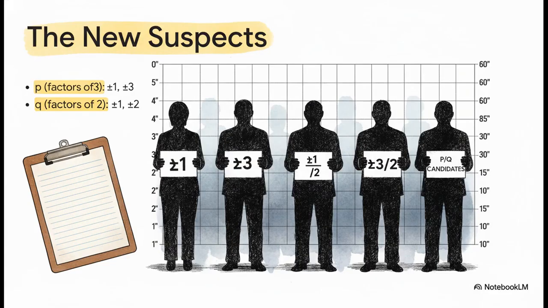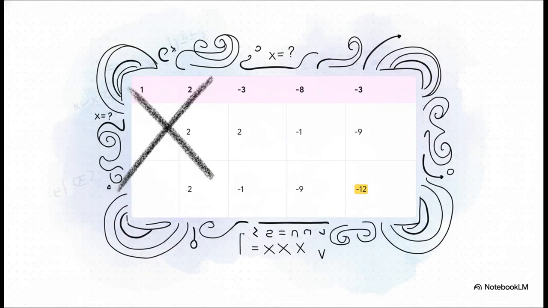So this time, our p-values come from the factors of -3, and our q-values come from the factors of 2. Now, when we make our p over q list, we get some fractions in the mix. Our suspect list is a little longer, sure, but it's still totally manageable. Let's try testing x equals 1 again, just to see. We run it through synthetic division and we get a remainder of -12.